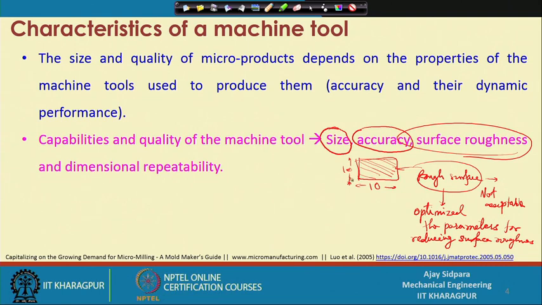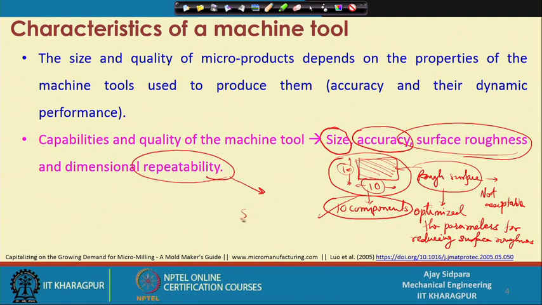Dimensional repeatability is also there. Suppose in one component you are getting this dimension, and you want to continue with 10 same type of components. So, suppose you want to make 10 components with similar dimensions, then are you getting the same dimension or same result every time? That is given by the repeatability. The same results every time, correct. So, everything is dictated by the responsibility of the different components during machining operation.